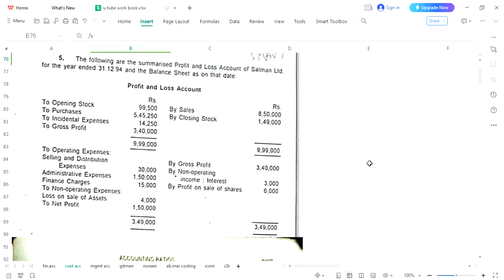Hey guys, hopefully everyone is doing well. Today's target is to solve question number 5. The chapter which we are related with is accounting ratios.